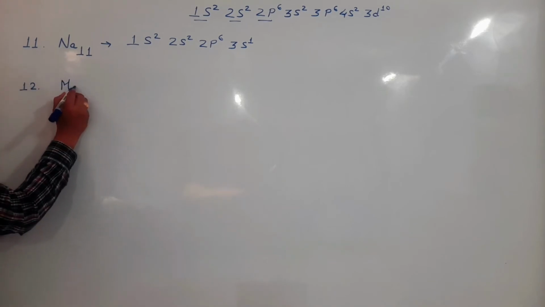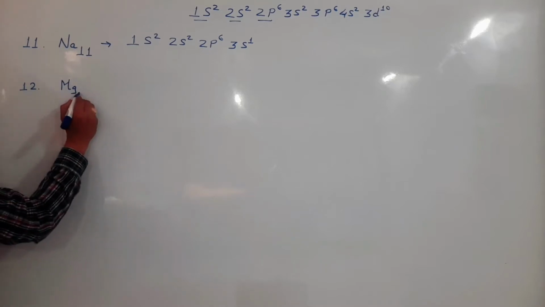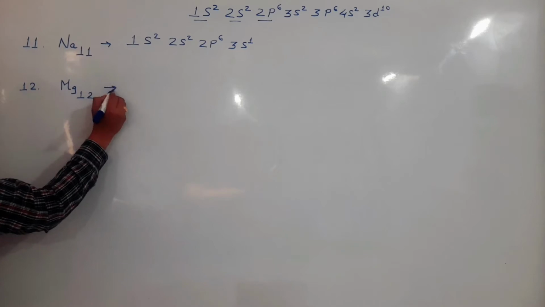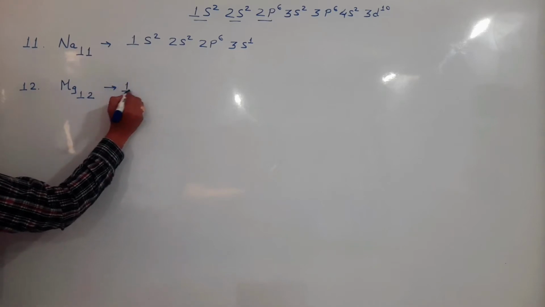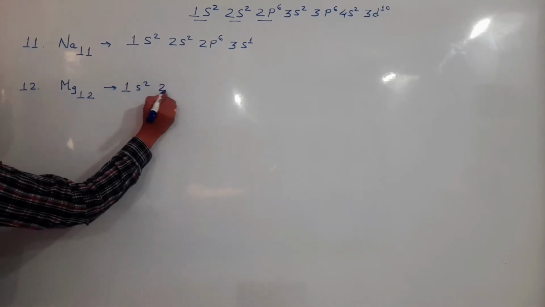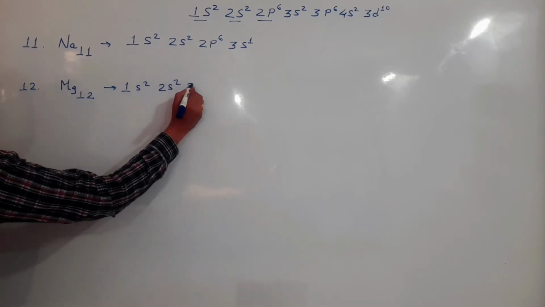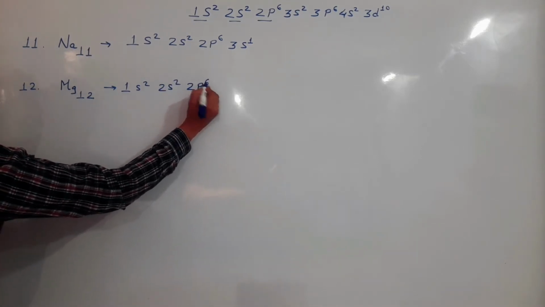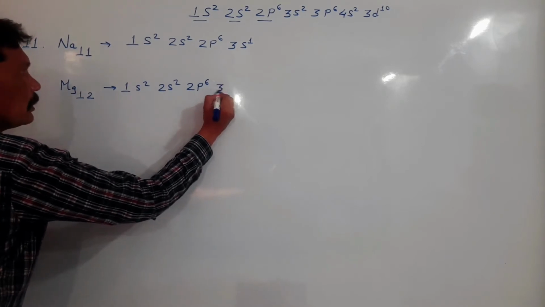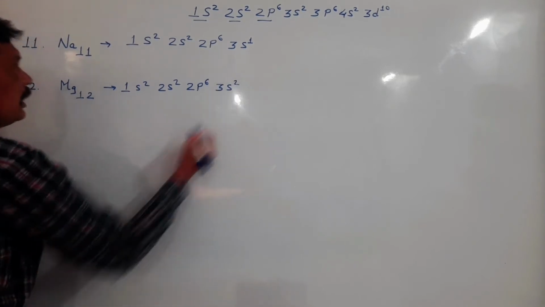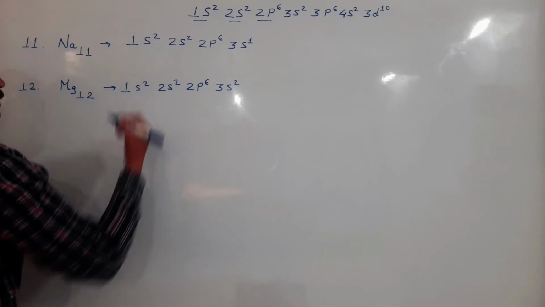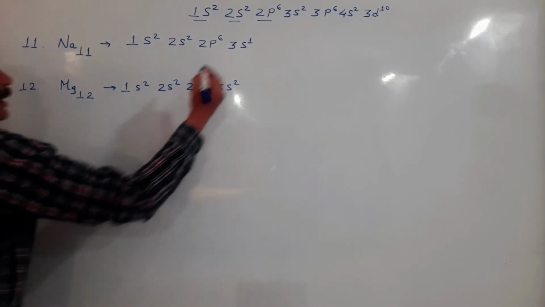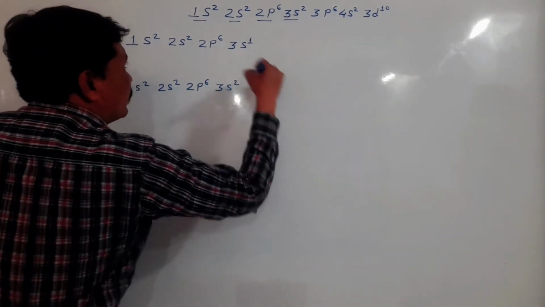After sodium comes magnesium and atomic number is 12. Its electronic configuration will be 1s2, 2s2, 2p6, 3s2. Here, my dear student, the capacity of s orbital is completed. Now we can enter in the next.